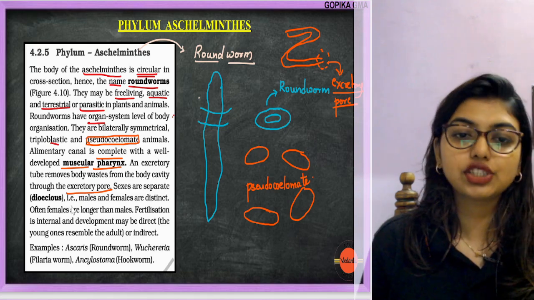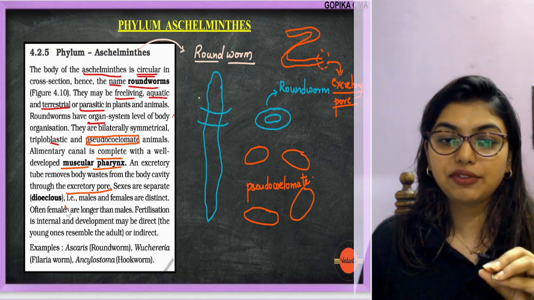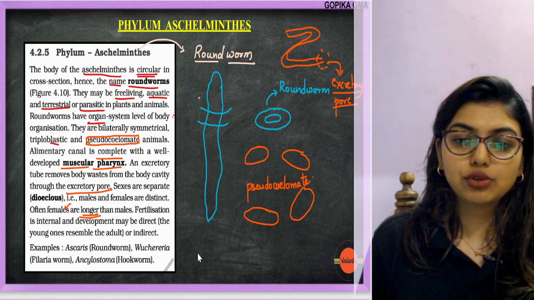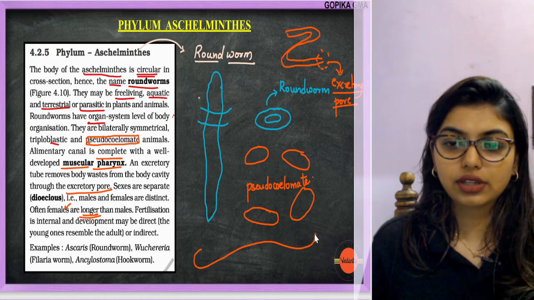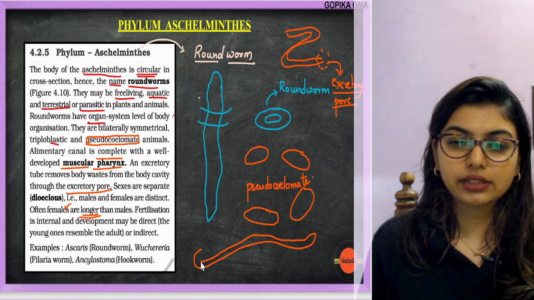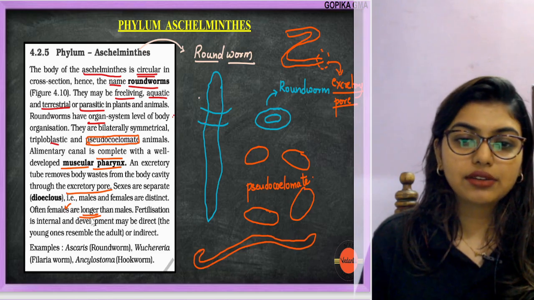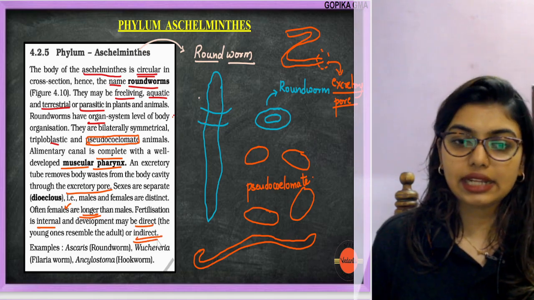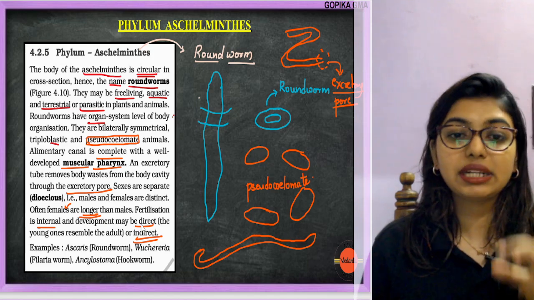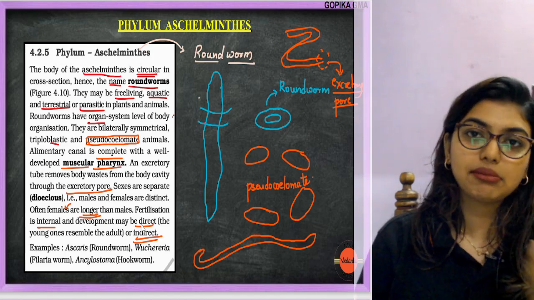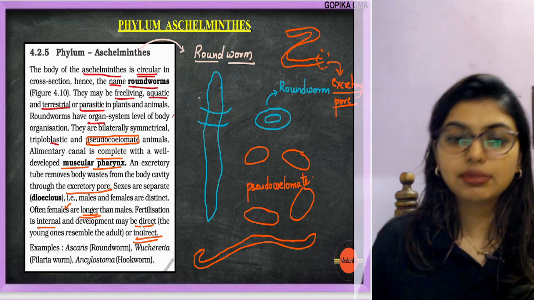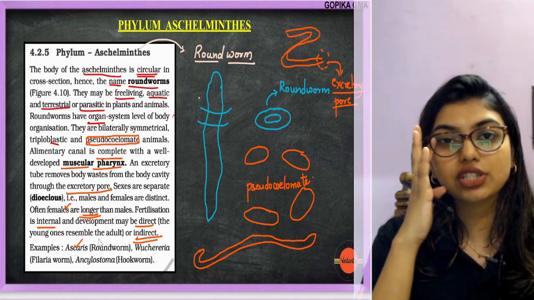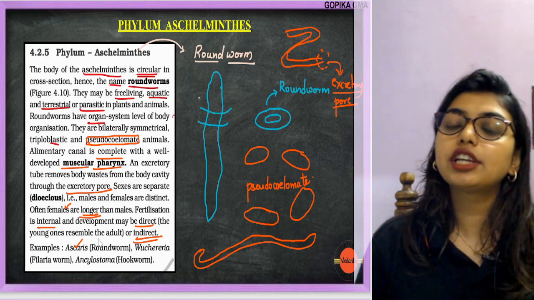Sexes are separate, that is, they are dioecious, males and females are distinct. Often females are longer than males. The Ascaris worm is the example here. I'll show you the diagram. You'll notice that the females have a longer structure, longer than males. Fertilization is internal, and development may be direct, where the young ones resemble the adult, or indirect, with a larval stage. Examples you are going to remember are Ascaris, the roundworm, and Wuchereria bancrofti, a filarial worm that causes elephantiasis. This is a disease you will learn about in the human health and disease chapter.